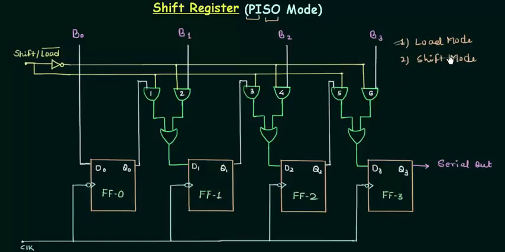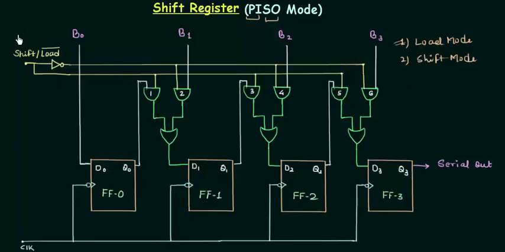By the load mode, we have the parallel input of the data, in which we will enter the data or load the data in each of these flip-flops simultaneously. Flip-flop number 0 will have B0, flip-flop number 1 will have B1, flip-flop number 2 will have B2, and flip-flop number 3 will have B3. All these 4 bits are stored in the respective flip-flops during this load mode. So let's see how we can have this load mode.